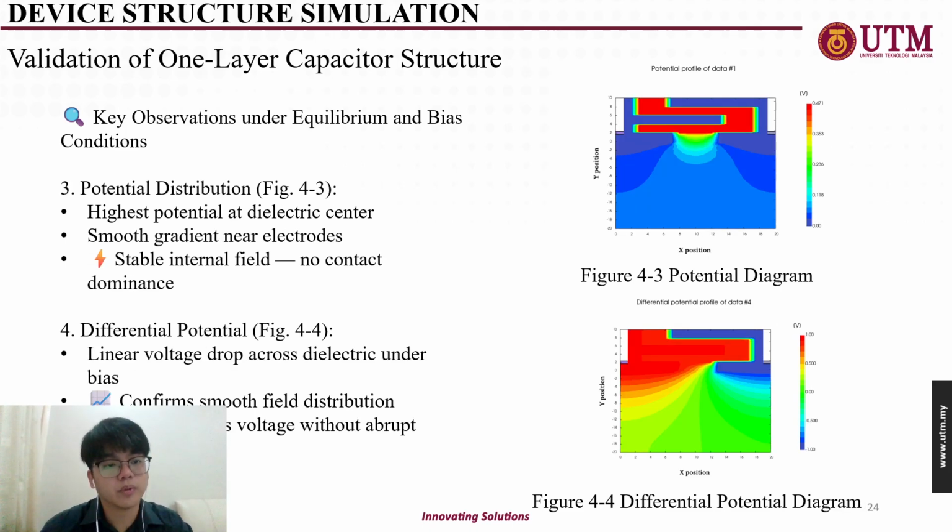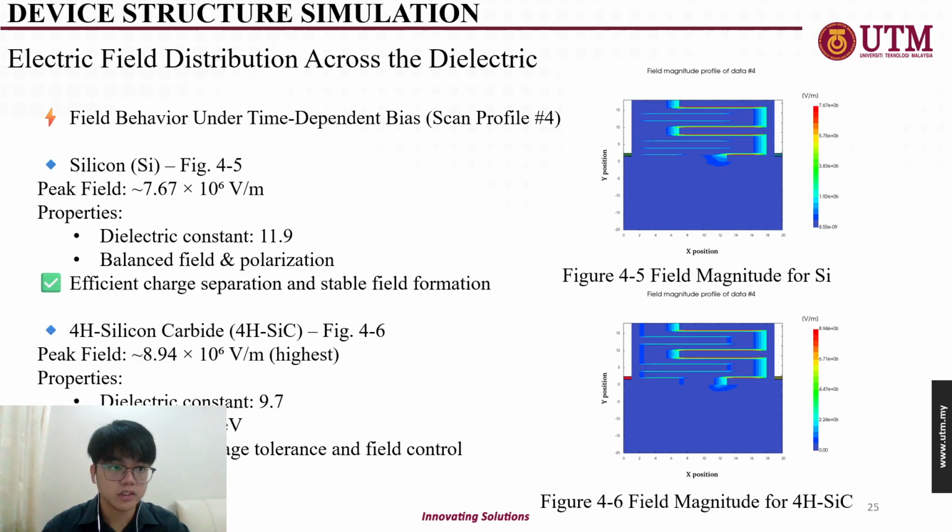Then going to the potential distribution shown in figure 4.3, you can see the highest potential is at the dielectric center and near the electrodes. So actually it provides a stable internal field with no contact dominance. And also figure 4.4 shown here is the differential potential diagram. Then going to phase 2, first we were talking about the electric field distribution across the dielectric.